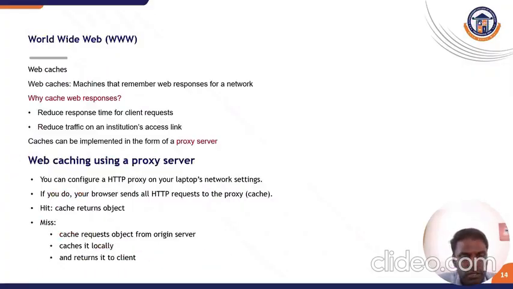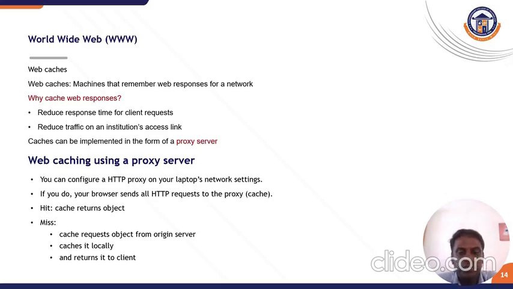Next one is the World Wide Web. So we all know we are in the new era of Gen Z. We know we are using the internet in most educational and healthier ways. So let us see what it leads to. Web caches: machines that remember web responses via the network. Why web caches? They reduce response time for a client request and reduce traffic on the institution's access link. So these are the things we are going to discuss about the cache memory of the web.